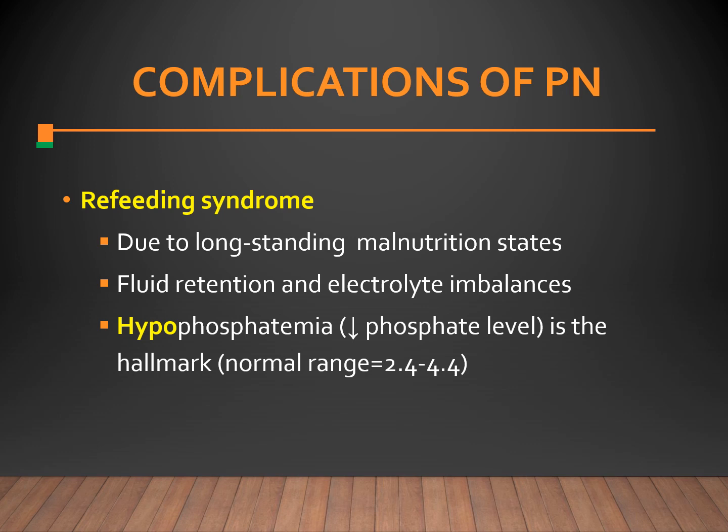Refeeding syndrome is usually due to long-standing malnutrition states, fluid retention and electrolyte imbalances, and hypophosphatemia, which is a decreased phosphate level, is the hallmark. Normal range is usually 2.4 to 4.4. Those at increased risk of refeeding syndrome are usually those with chronic alcoholism, vomiting and diarrhea, chemotherapy, or major surgeries. So again, you'll see fluid retention, electrolyte imbalances, usually hypophosphatemia, hypokalemia, and hypomagnesemia, and hyperglycemia. So think low electrolytes, high sugars.